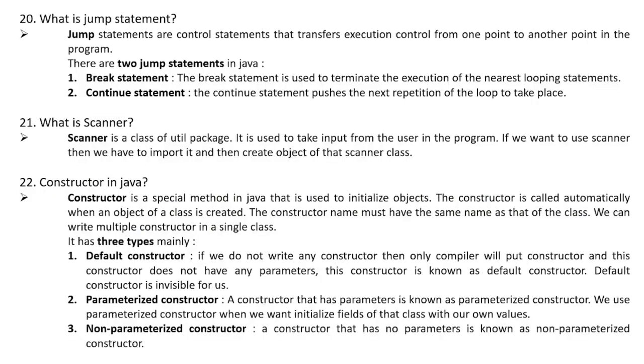20. What is jump statement? Jump statements are control statements that transfer execution control from one point to another point in the program. There are two jump statements in Java: break statement. The break statement is used to terminate the execution of the nearest looping statement. Continue statement. The continue statement pushes the next repetition of the loop to take place.